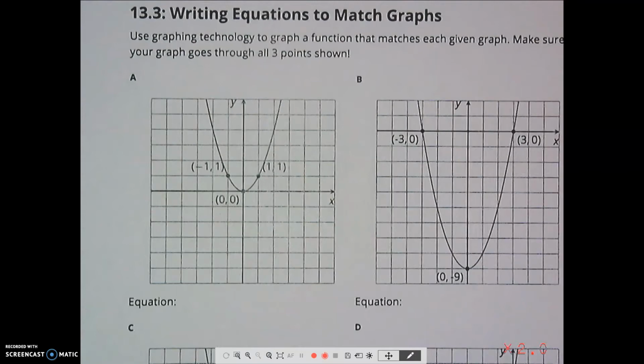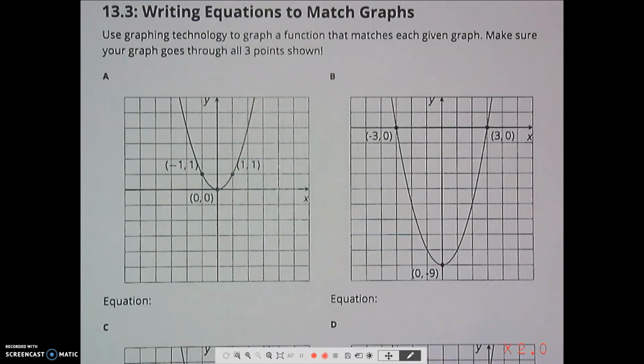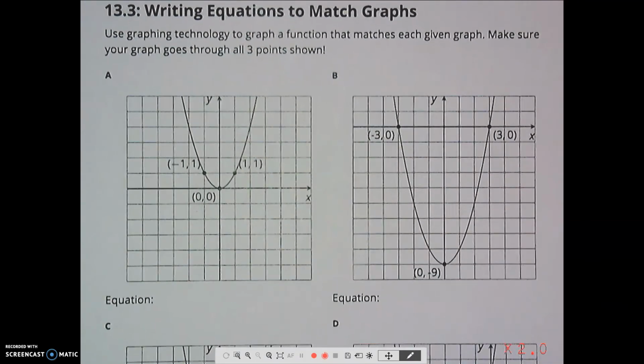So then let's take a look here at trying to build some equations for graphs. All right, we're going to kind of look at them 2 by 2. So it says use graphing technology to find a graph that matches each given graph. Make sure your graph goes through all 3 points shown.